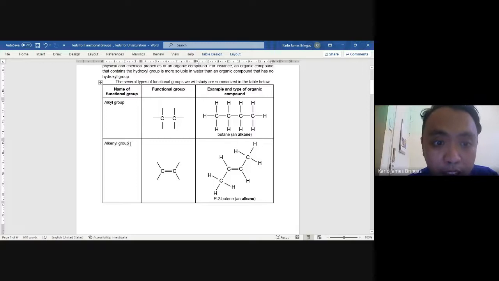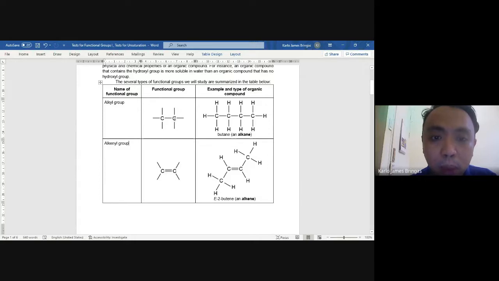So in contrast, we also have the alkenyl group, here, the second one listed. In the alkenyl group, you might notice that you now have a double bond between the carbons. If we look closely, each carbon here has 4 bonds. This first carbon has 1, 2, 3, 4. So it has a complete octet.